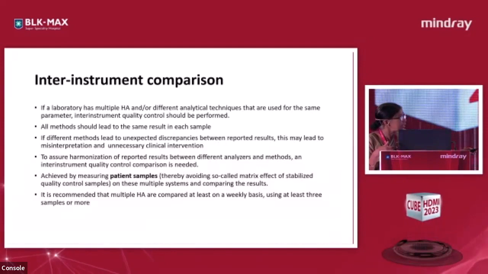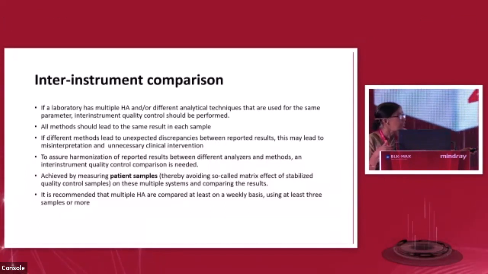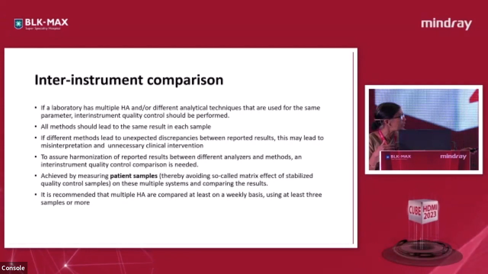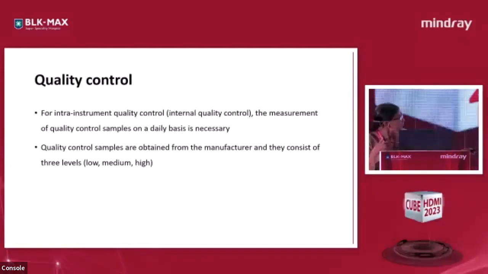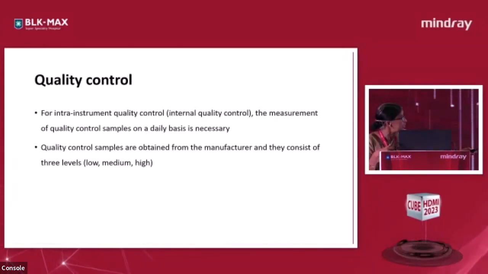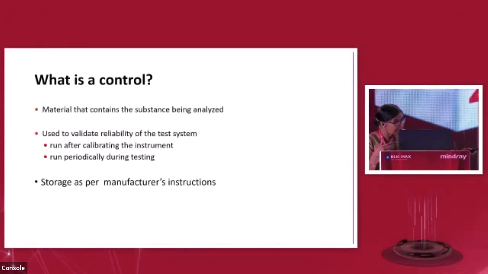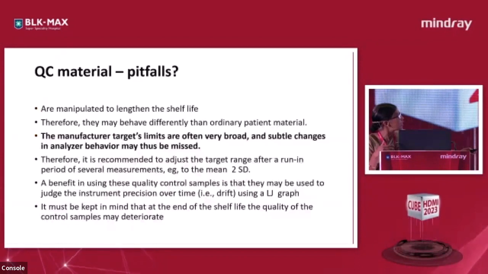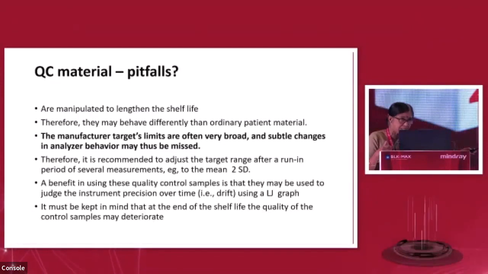This is to ensure that we don't have unexpected discrepancies between results generated by these equipments, resulting in unnecessary clinical intervention. So this can be done by running patient samples across the analyzers, in addition to the routine quality control testing that we perform. So for intra-instrument quality control, QC samples on a daily basis are necessary. These are easily provided by the manufacturer. So these are run after calibration of the equipment and periodically on a regular basis during testing, with appropriate storage conditions. That becomes important.